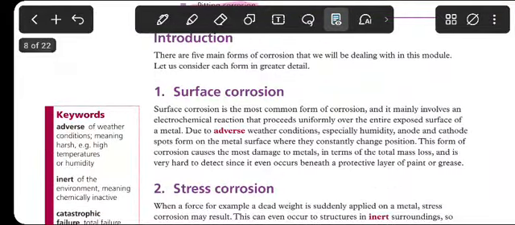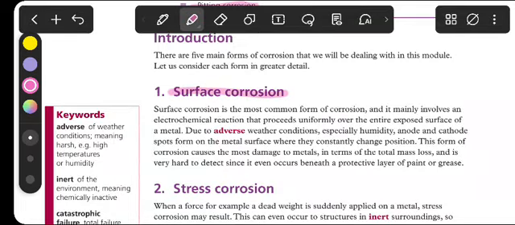Introduction. There are 5 main forms of corrosion that we will be dealing with in this module. Let us consider each form in greater detail. We have the surface corrosion, obviously. The surface corrosion is the most common form of corrosion. It mainly involves an electrochemical reaction that proceeds uniformly over the entire exposed surface of a metal, like steel.